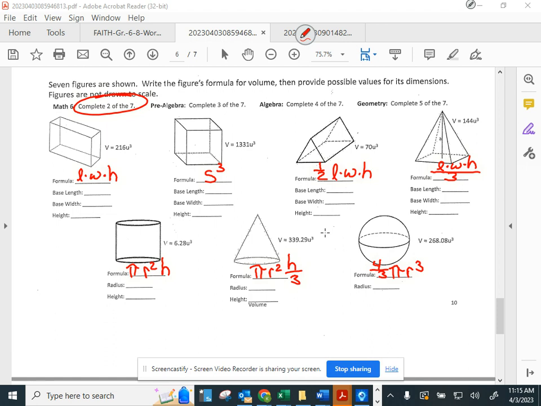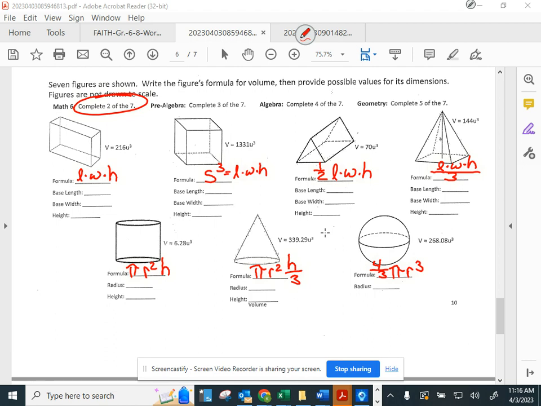I'm sorry, what? What's the cube one? Side cubed. Or you could say length times width times height. They mean the same thing, but because it's a cube, each of those have to be the same number. So if it's side cubed, it means it's like 3 times 3 times 3. Okay, or if the length is 3, the width is 3, the height is 3, you just have to remember that it's always the same number goes in each of those lines.